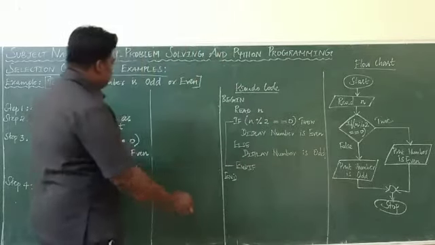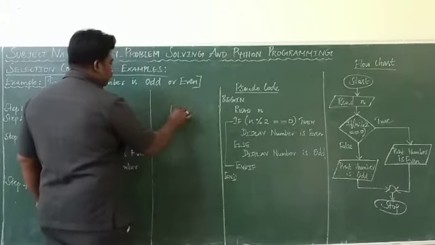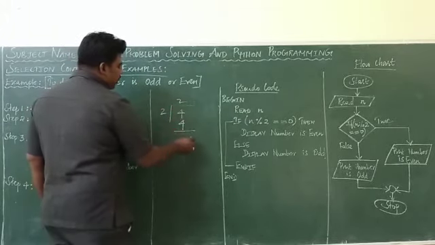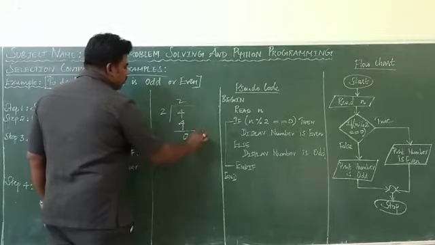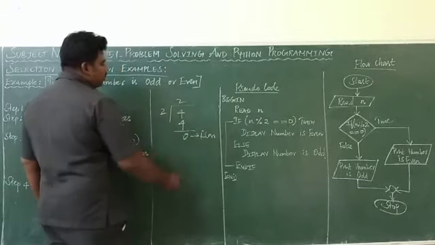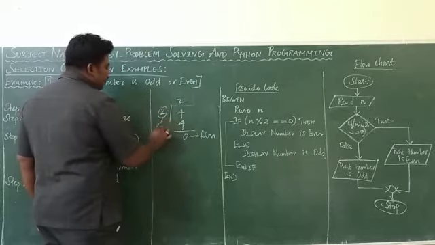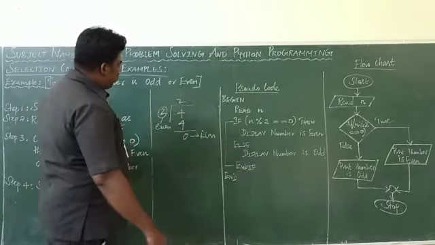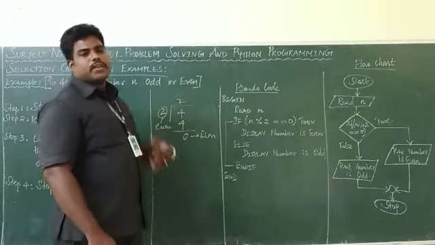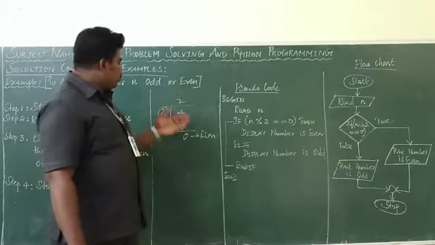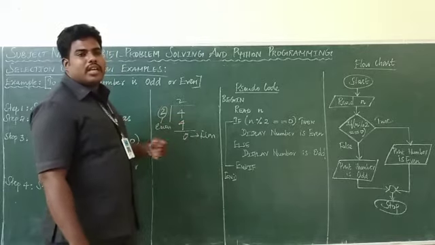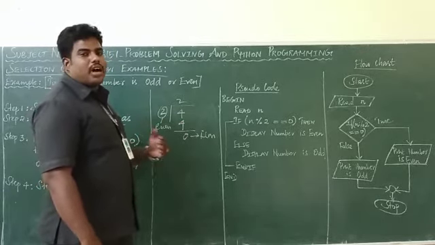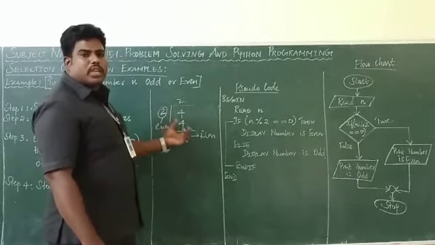For example, 4. 2 2s are 4. We are getting the remainder 0. If the remainder is 0, it is an even number. If the remainder is not 0, we can say it is an odd number. 2, 4, 6, 8, these are the even numbers. 3, 5, 7, 9, these are the odd numbers. So what's the condition? What's the logic here?